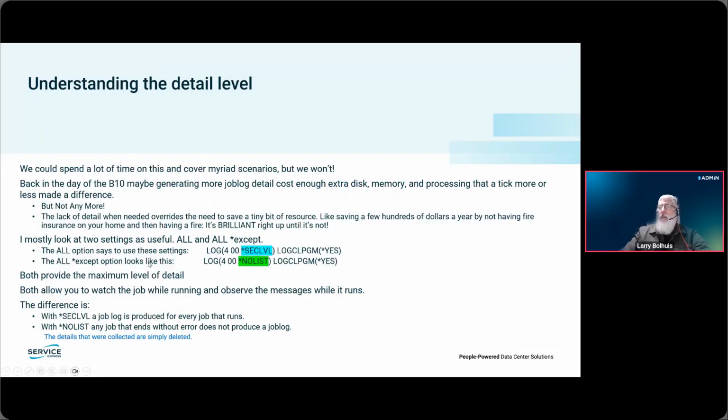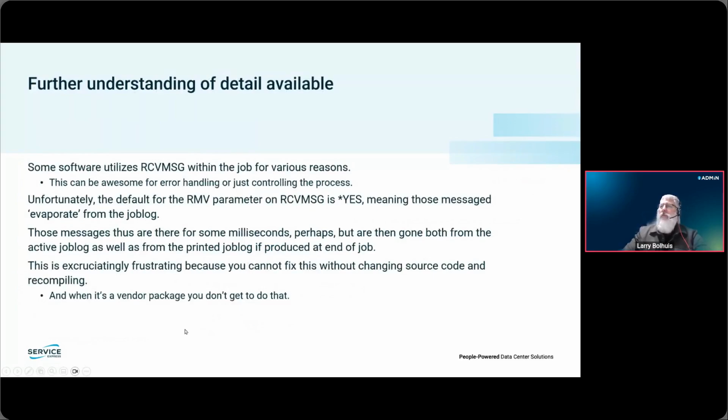The difference, obviously, between these two, though, is that second level says produce a job log every time. No list says only produce a job log when there's an error. Okay. If there's no error, just throw the thing away. So, further understanding of the detail.